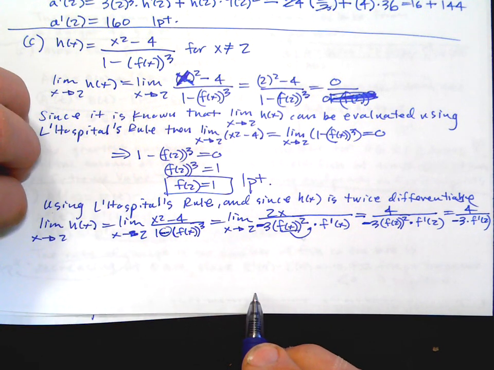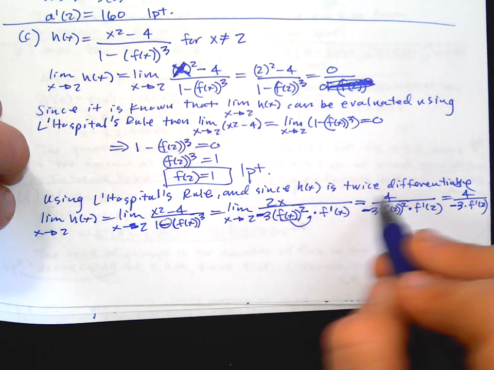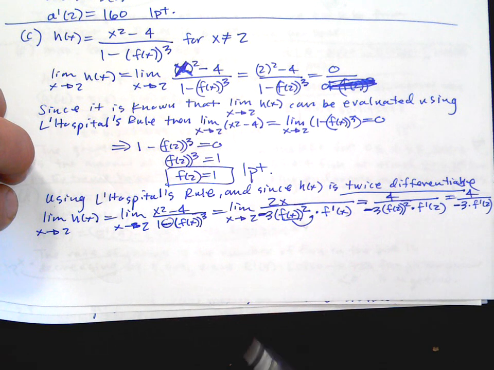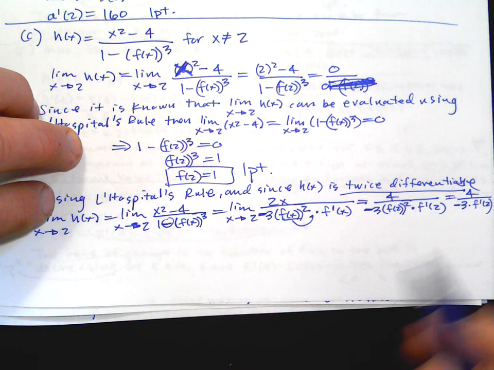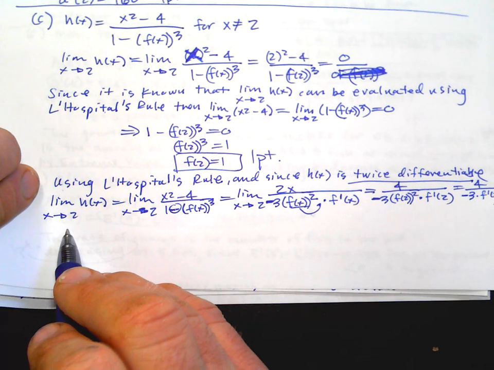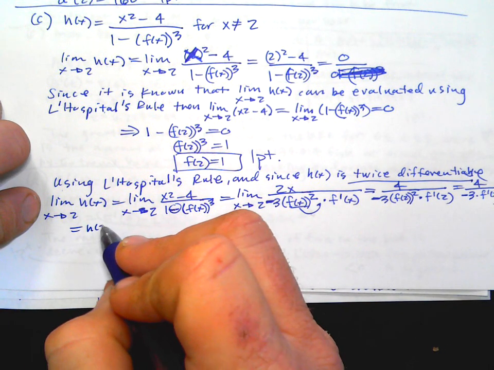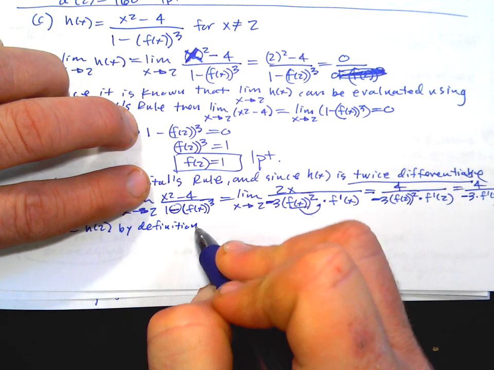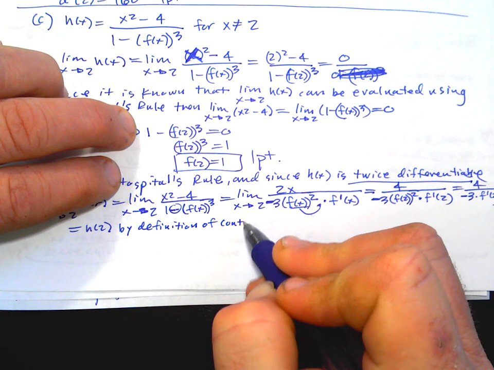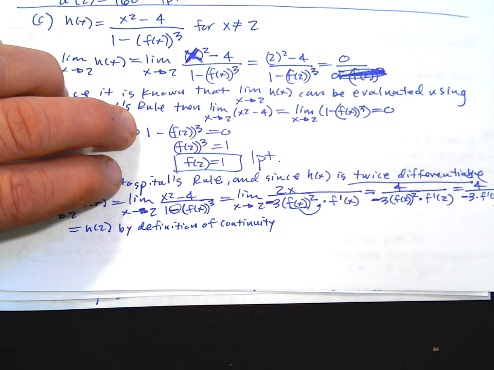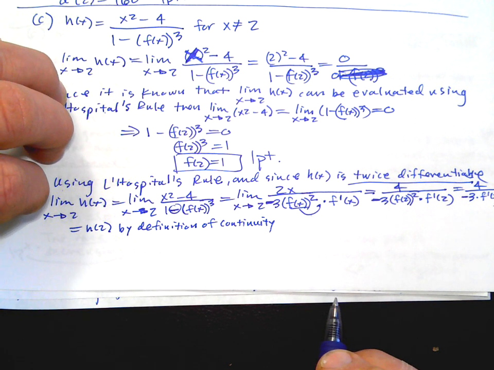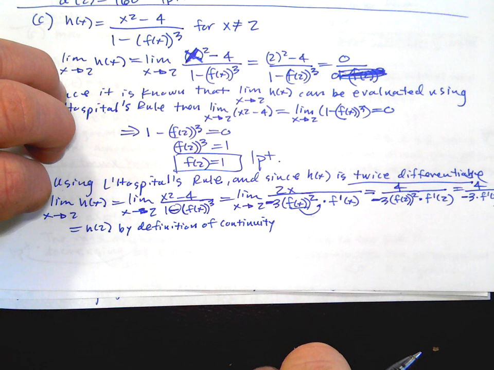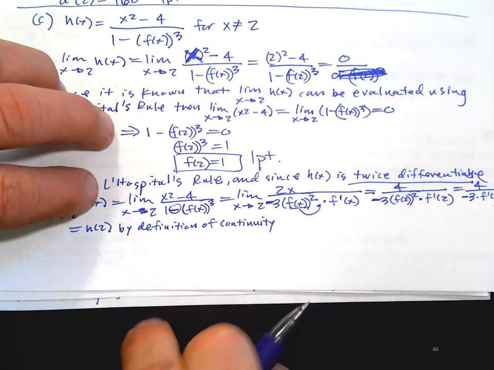Now, since h is twice differentiable, that means that h is continuous, right? By the definition of continuity, the limit as you approach h at x equals 2 should equal the value at h equals 2 by the definition of continuity. And we know that it's continuous because earlier they told us that h is a twice differentiable function, which means the second derivative exists everywhere, which means the first derivative is continuous and smooth. And that means the first derivative exists everywhere, and the original function is continuous and smooth.